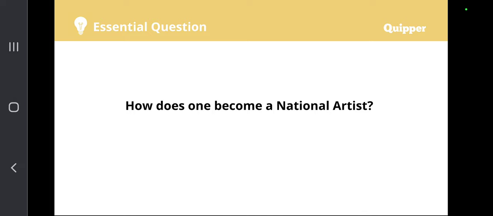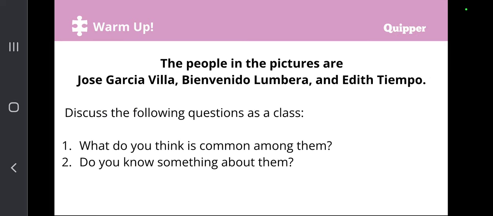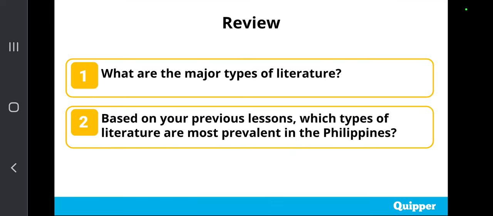Now, with that being said, let's try to review. What are the different aspects on which we are going to be basing the recognition of National Artist Award for Literature? We have two points to ponder. What are the major types of literature? Let's try to remember, recall. What were the different major types of literature that we were able to discuss in our previous lesson? And based on our previous lessons, which types of literature are most prevalent in the Philippines?